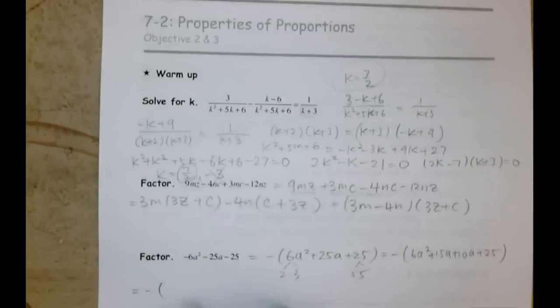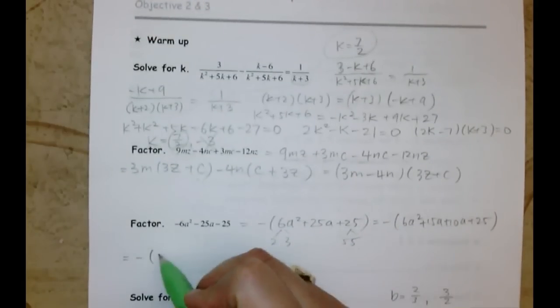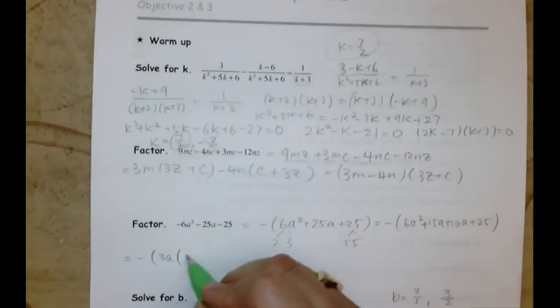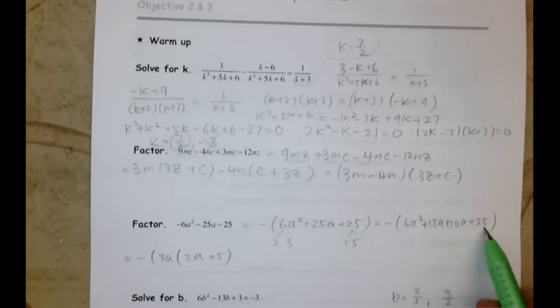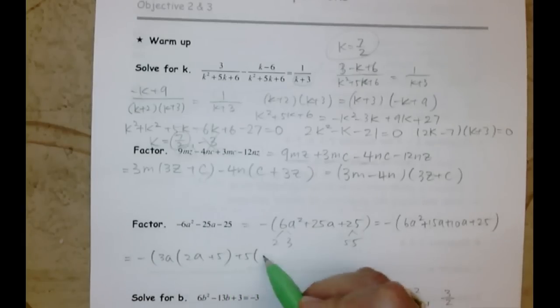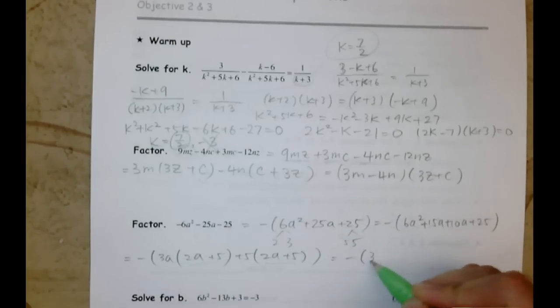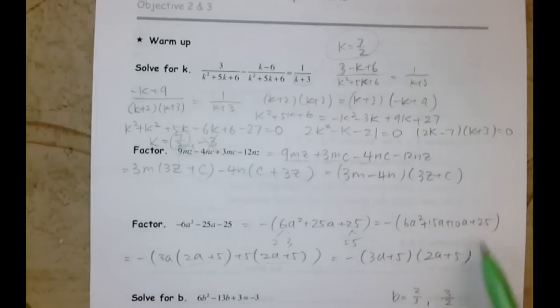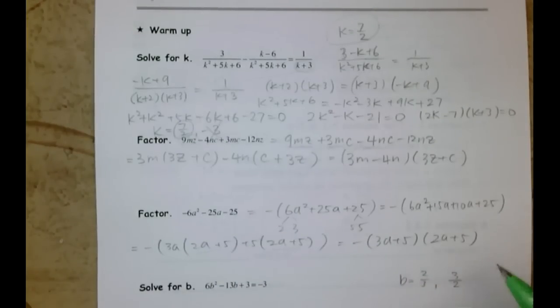So now factor by grouping, which is what we just did here. Okay, so from here and here you can take 3a out, and what's left is 2a plus 5. And from here and here you can get 5 out, right? So plus 5, and then what's left is 2a plus 5. And since these are the same, you can combine these. So minus 3a plus 5 and 2a plus 5. And you're done. Okay, again, you can't solve this because you don't know what the other side of the equal is. This does not equal 0.